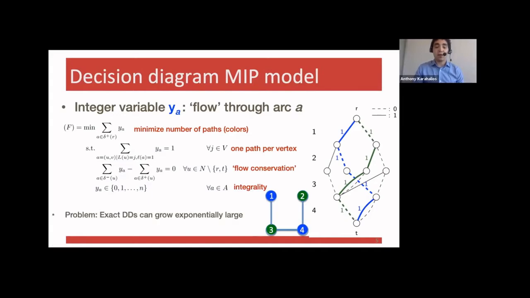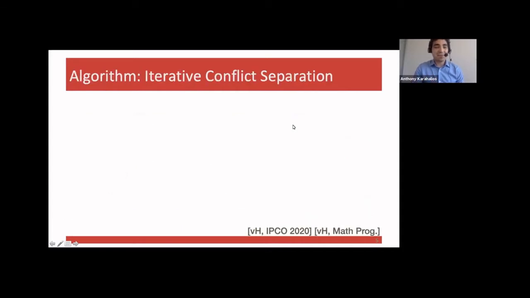Now, we'll have a similar problem to the Mehrotra-Trick MIP formulation where the exact decision diagram can be exponentially large, and this would mean that our MIP would be very difficult to solve. So in 2020, van Hoeve came up with an algorithm to deal with this problem in a similar way to how column generation works on the other formulation.